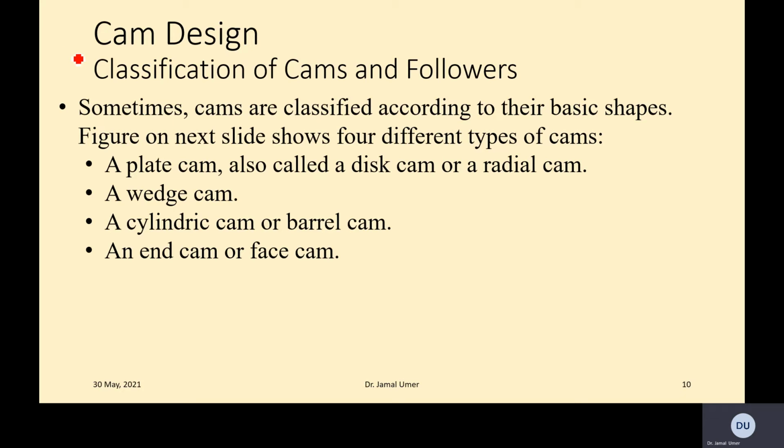All right, then some of the classification of cam and followers. Sometimes cams are classified according to their basic shapes. The next slide shows the 4 different types of cams. What are the different cams? So this classification is based on the basic shape of the assembly. So we have a plate cam, also called a disc cam or a radial cam, a wedge cam, a cylindrical cam or a barrel cam, and an end cam. So this is the basic shape of the cam. So this classification is based on a basic shape. One by one we'll discuss.